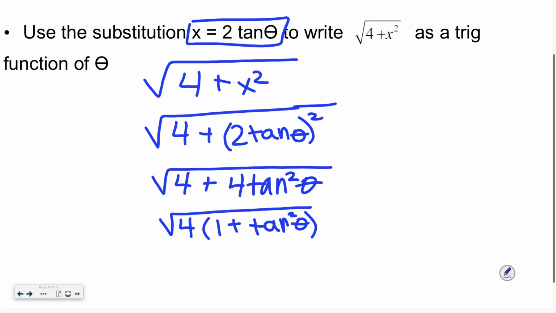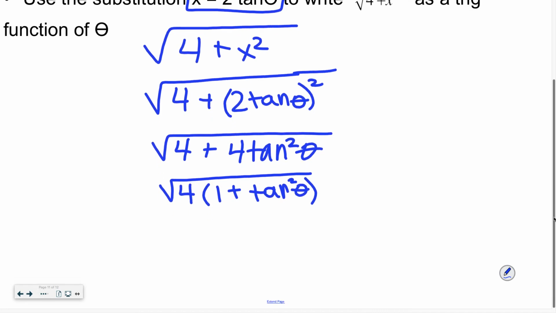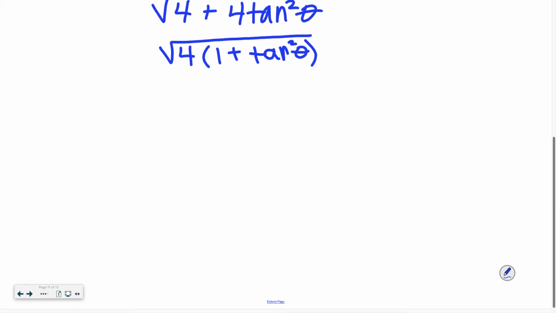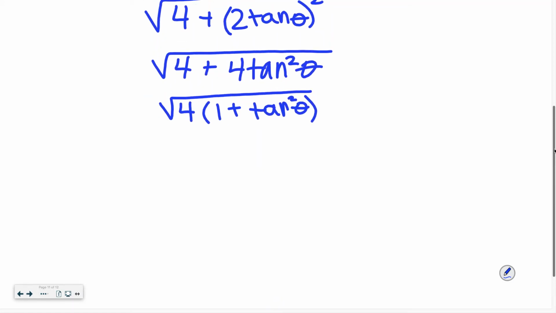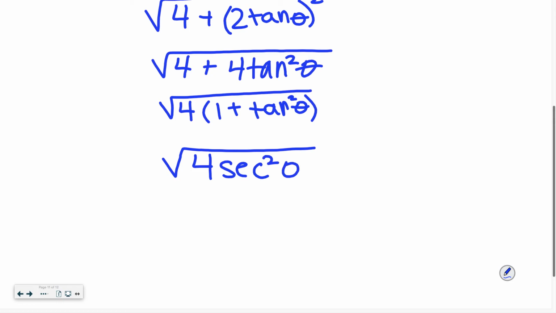Mrs. Holman, well, what's the point of that? Look back at your notes. What is that the same as? 1 plus tangent squared is a Pythagorean identity that simplifies to secant squared theta. We no longer have addition, and we can actually take the square root of 4 to be 2 and the square root of secant squared to be secant.